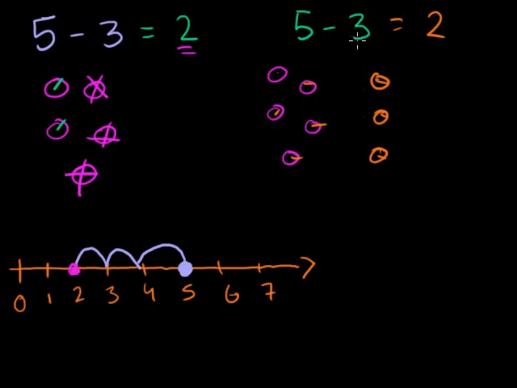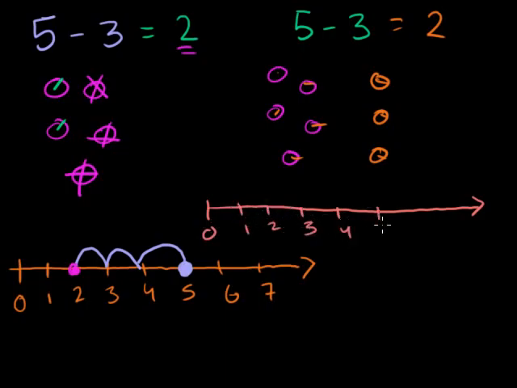Now, if we visualize it from this point of view, let me draw another number line. I wanted to show you, here I'm taking away 3. And here I'm saying how many more is 5 than 3. Even though they're the exact same answer, there are 2 different ways to think about it. Let me draw the same number line. I have 0, 1, 2, 3, 4, 5, 6, 7.